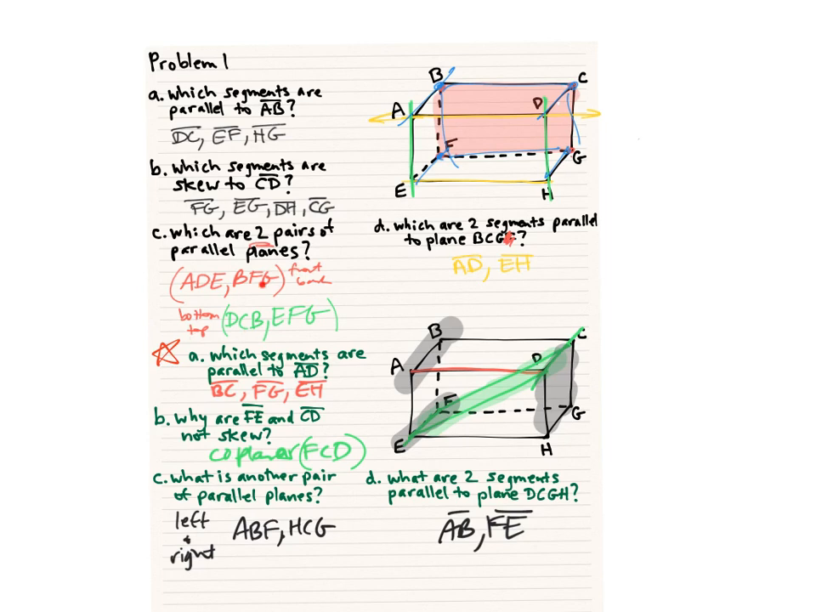And then what is another pair of parallel planes? So remember up here we had said front and back and top and bottom, and then I also said there was left and right. So if you do left and right, I called them ABF, this one, and then right I called HCG.